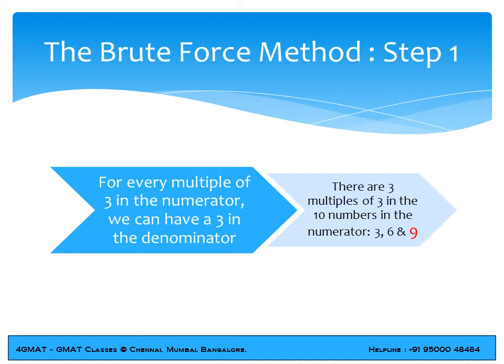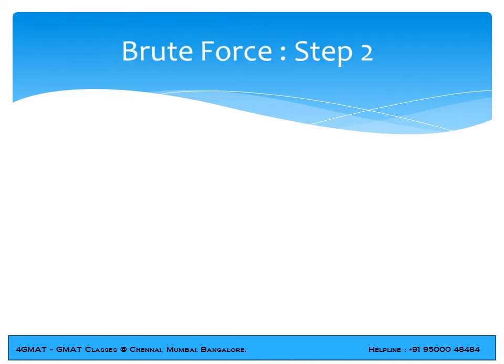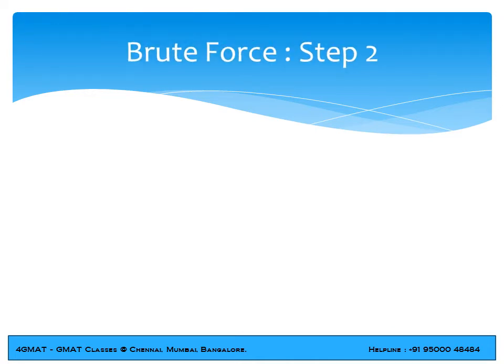How many multiples of 3 do we see? We see 3 multiples of 3. 3, 6 and 9. So certainly n can be at least 3. Right. Let's look at the next step in this.